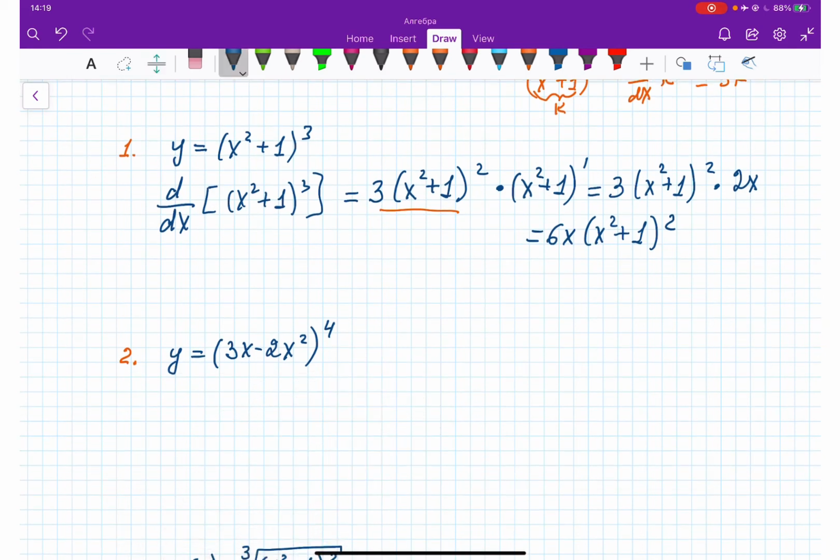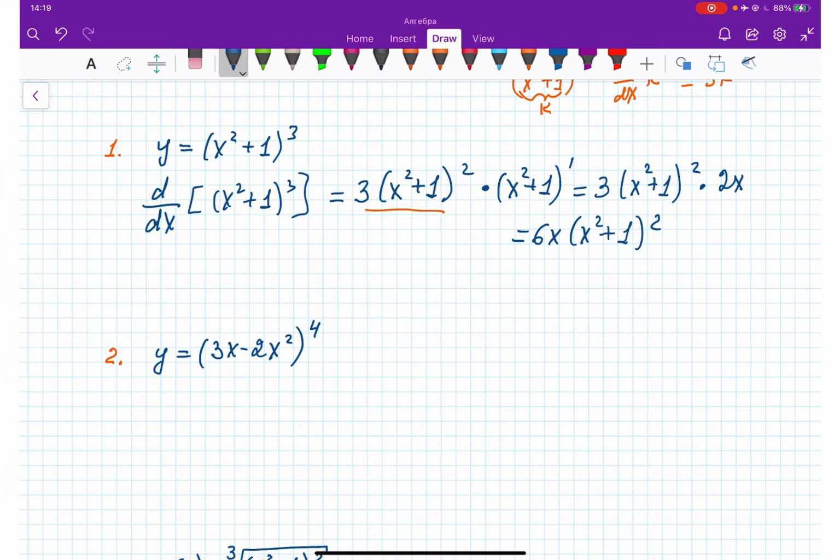y is equal to (3x minus 2x squared) to power 4. Because my expression or function is built based on x, therefore I put d by dx. Let me tell you something. Let's say I have (3x minus 2x squared) to power 4. If by chance, instead of d by dx, I would put d by dt for (3x minus 2x squared) to power 4 and take the derivative, the result would be the same. It would be (3x minus 2x squared) to power 4.